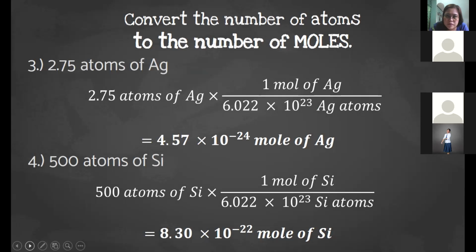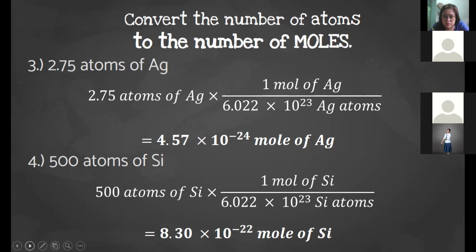So number 3, 2.75 grams atoms of silver, which is the given. So 2.75 grams atoms of silver multiplied by 1 mole of silver divided by 6.022 times 10 to the power of 23 atoms of silver, which is equivalent to 4.57 times 10 to the power of negative 24 moles of silver.